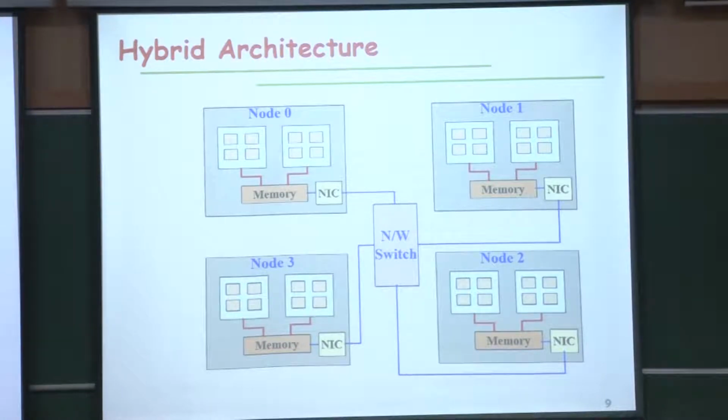Today you can think of this as your server, having multiple socket multi-core processors, connected by means of some interconnect network. This could simply be a gigabit network, or an InfiniBand kind of network, or some other network topology, and many of these things are connected together.